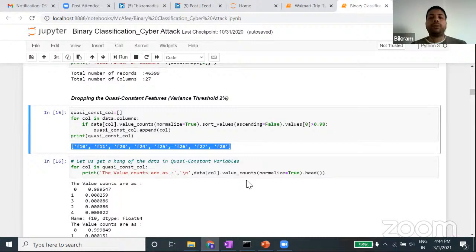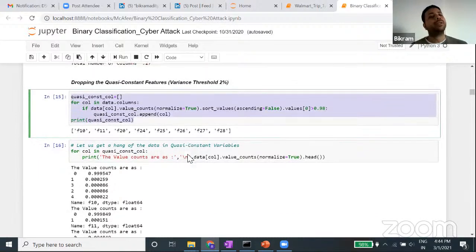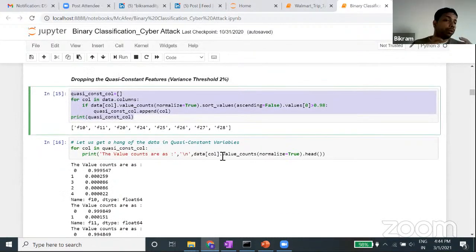Again, not getting into the nitty-gritties, if you are dealing with a very high class imbalance problem, then you need to be very careful when you are dropping these quasi-constant features. You may not drop them. Let us say that it's a class imbalance problem, 99% one class, 1% the other class, and you are talking about a column where there are 50,000 records in total, out of which, let us say, 49,500 records have 6, and only 500 records have 2.